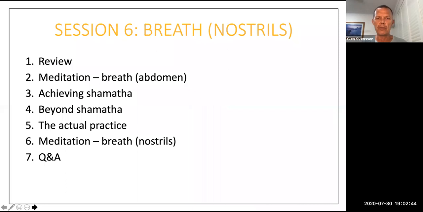And then in terms of the main topic for this session, we'll continue on the stages of progress that we looked at in the last 2 sessions. We've gone through the 9 stages of progress to shamatha now. And so this evening, we'll be looking at the process of actually achieving shamatha, and then what is beyond shamatha. And then we'll be looking at the main practice for this evening, and that'll be the mindfulness of breathing, focusing at the entrance of the nostrils. And as normal, Q&A at the end. So as we go through the session, if you have any questions, you can put that in the chat for later in the session.